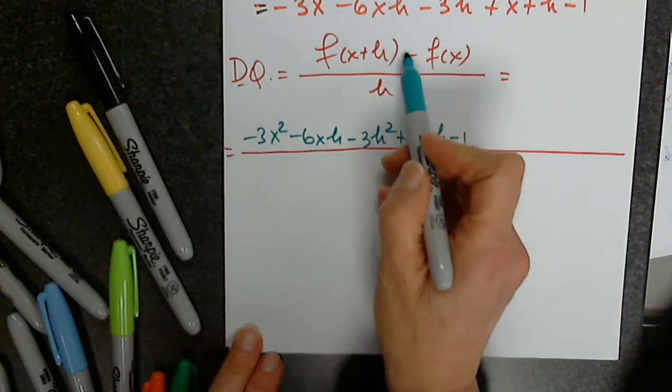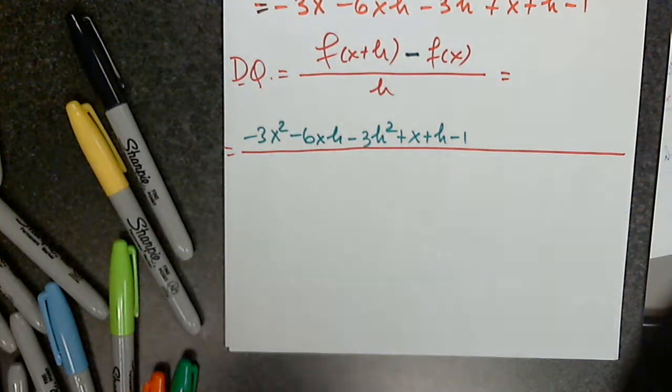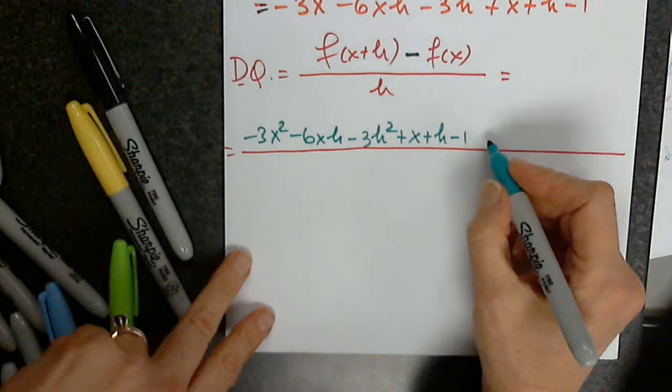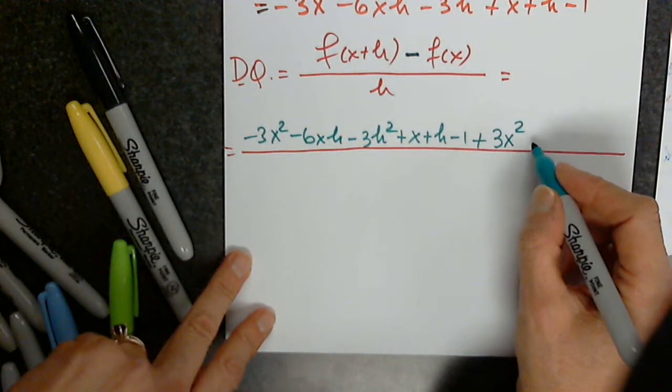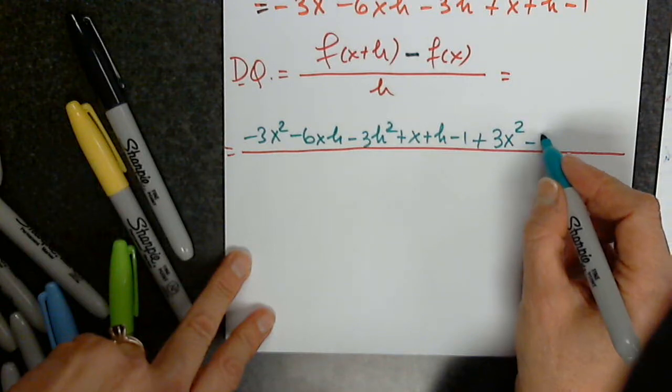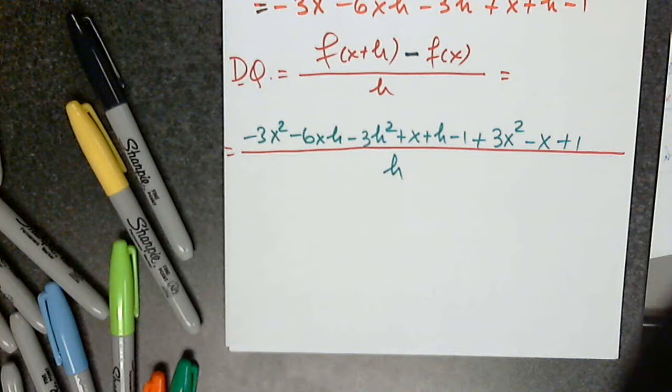Remember now, we are here. You must distribute negative 1 to all terms in f of x. Sign, please. Plus 3x squared minus x plus 1. Very good. Now what has to happen? Mandatory for all difference quotients for any function.